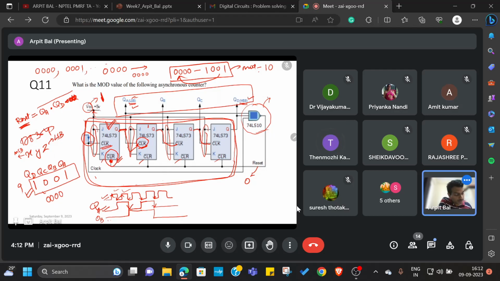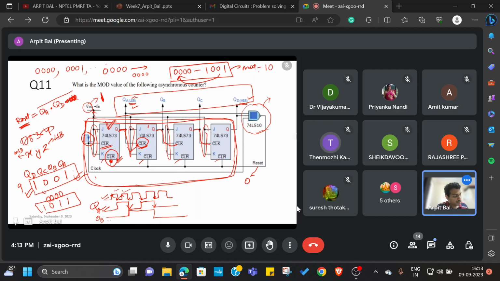The important point is the minimum value, because this reset is also going to be high for 1 0 1 1. But we will never arrive at this particular value. Why? Because it becomes 0 at this value itself. So that's why the point minimum value is important.